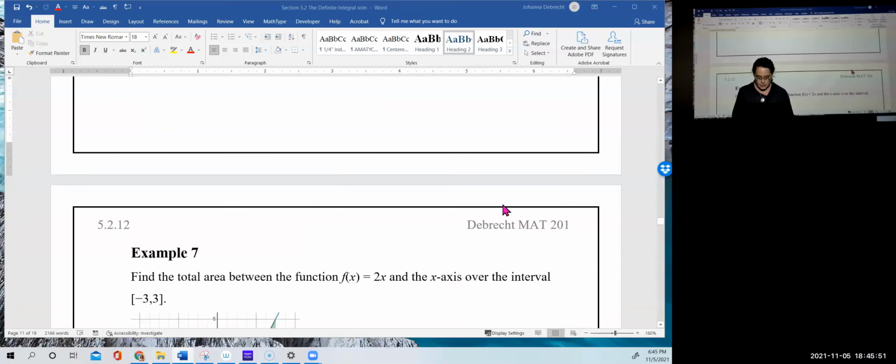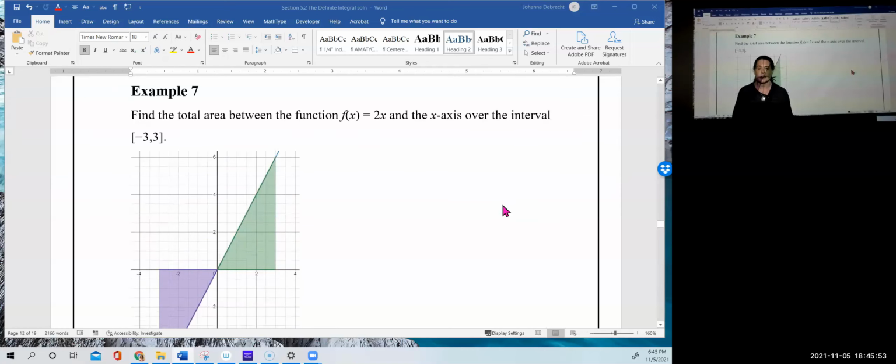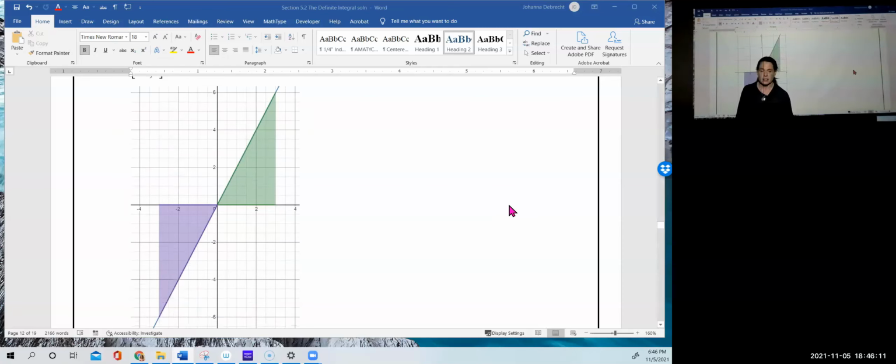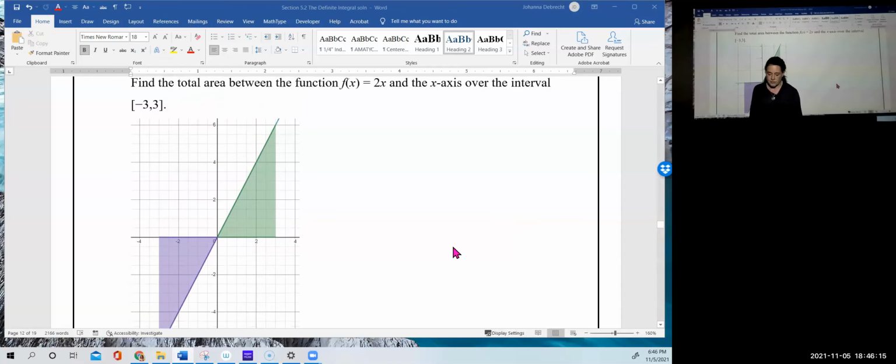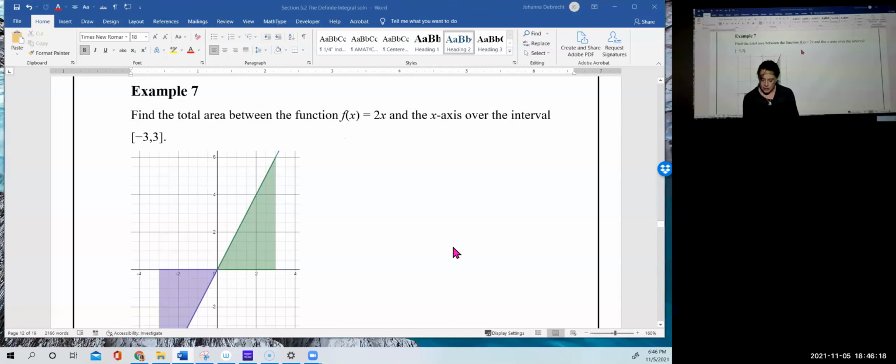Let's take a look at what difference it makes when we compute that in example number 7. To find the total area between the function f of x equals 2x and the x-axis over the interval from -3 to 3, we need to think about the amount of area that we have both above and below the axis and simply add the two together. Now, we're looking at the function 2x, and we want to integrate between -3 and 3. So that becomes our limits of integration.